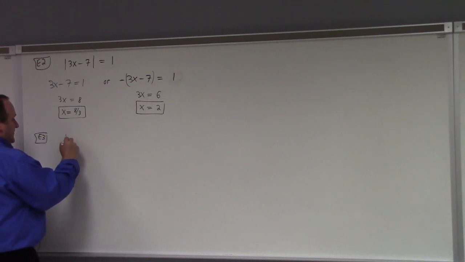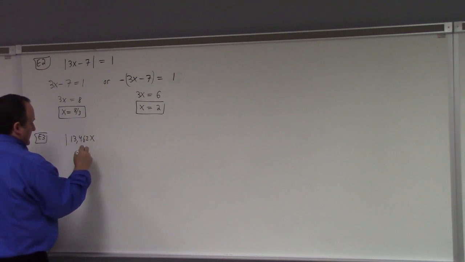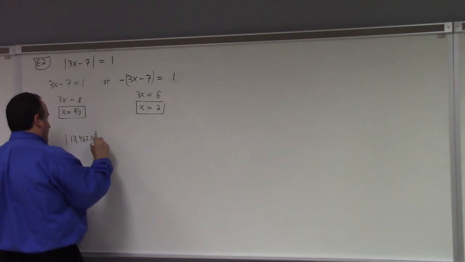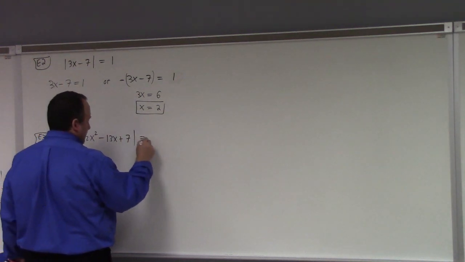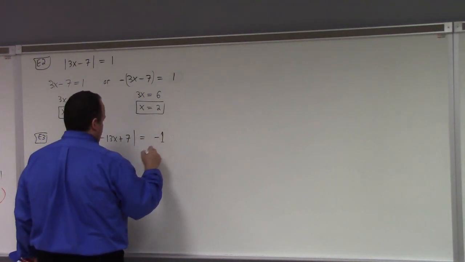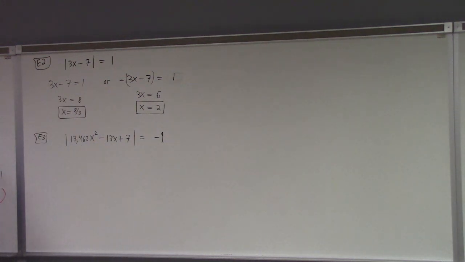How about this? Absolute value of 13,462x squared minus 13x plus 7, absolute value equals to -1. I made this extra snazzy, like this isn't even in section 1.8, but my point to you is you can put whatever you want inside that absolute value, right? But if you set it equal to -1, the answer is no. You can't do it. No solution, right? No solution.